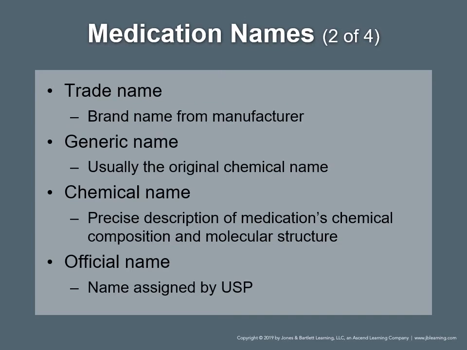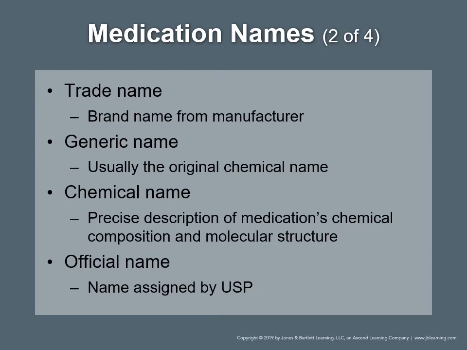The trade name is a brand name a manufacturer gives to a medication, such as Tylenol or Lasix. They are proper nouns that begin with a capital letter. One drug may have more than one trade name depending on how many companies manufacture it. The generic name is usually the original chemical name of a medication, such as ibuprofen. This usually is suggested by the first manufacturer and approved by the U.S. Food and Drug Administration, or the FDA. Some medications are called by their generic name more often than their trade name, such as nitroglycerin.